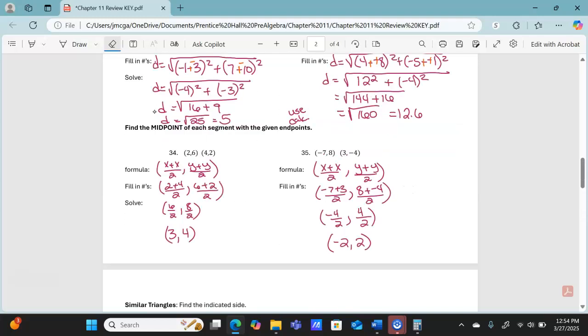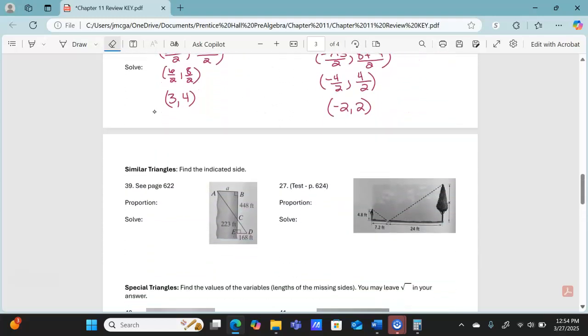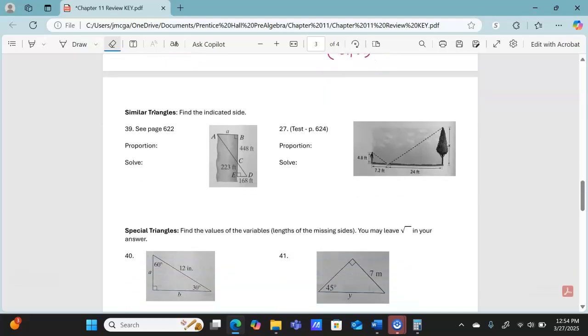These are similar triangles. Sorry about that. And there's a word problem that goes with this, which was on page 622, but we're looking for this side right here. So we have A going with 168 is equaling to 448. Notice A and 448 both come from the same triangle, going with 223. And on this one, I said don't solve it, just because the calculations were taking so long.